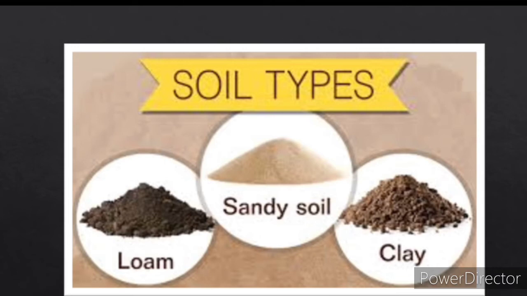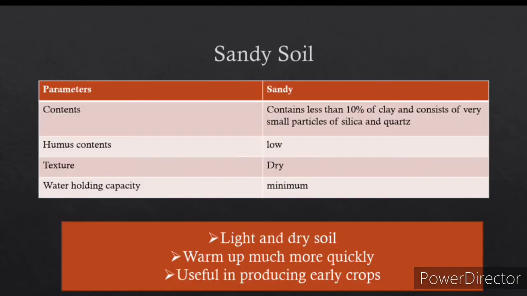Now next comes the types of soil. Here you can see, one is loamy soil, then sandy soil and then clay soil. Let's learn about them one by one. The first that we are going to start with is sandy soil. Here you can see in the table, one column is for the parameter and the other is what we can call it on that parameter for sandy soil.